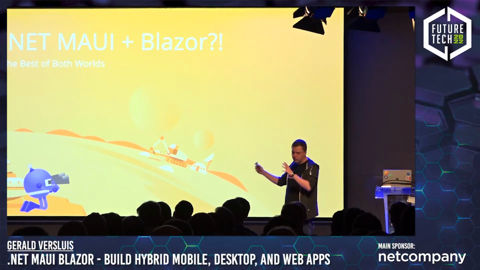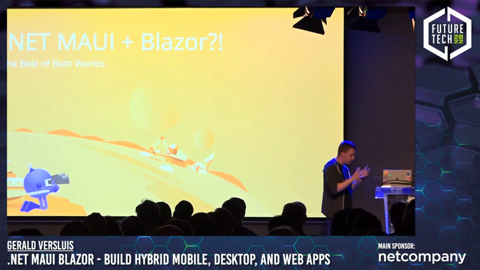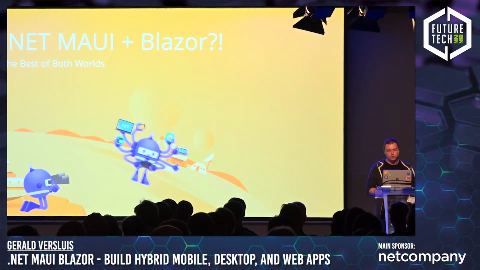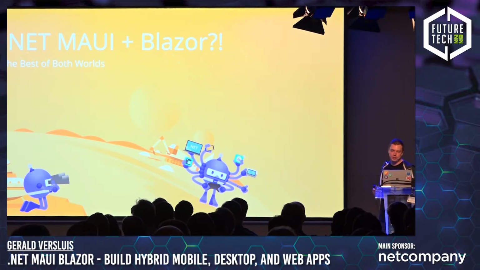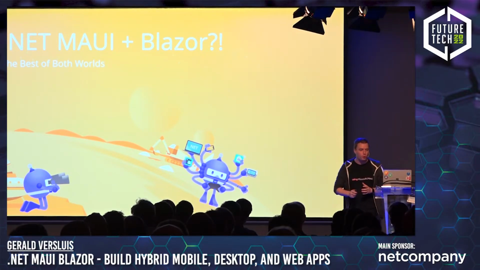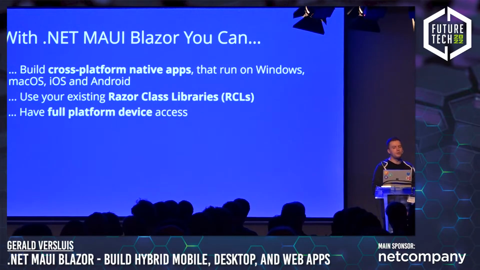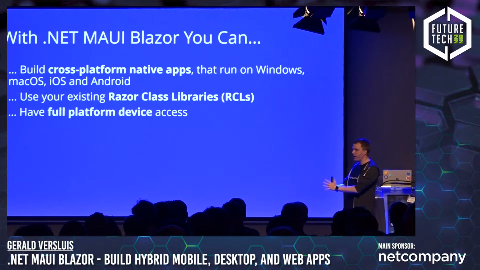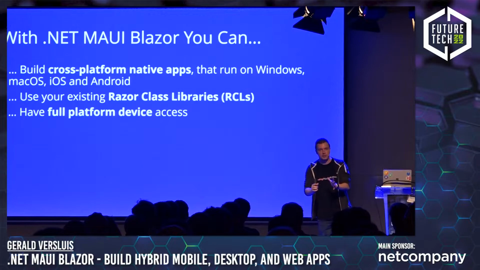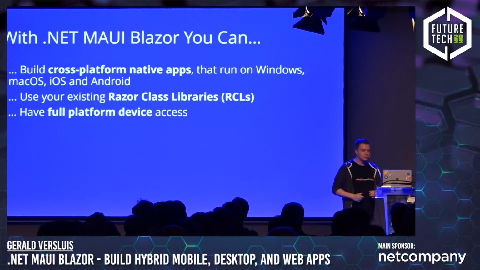All right, so .NET MAUI and Blazor. I have this very cool PowerPoint animation that we're all going to have to watch here because it was a lot of work to put in there. It's the best of both worlds. So with .NET MAUI Blazor, you can build cross-platform native apps that run on Windows, macOS, iOS, and Android, and those are the same platforms as .NET MAUI. That is not a coincidence, people.